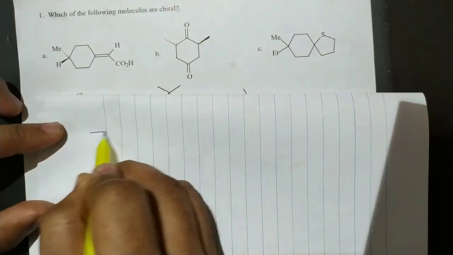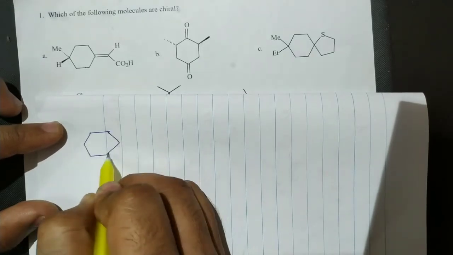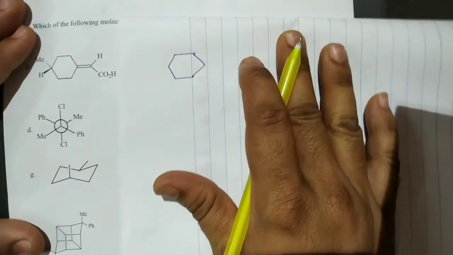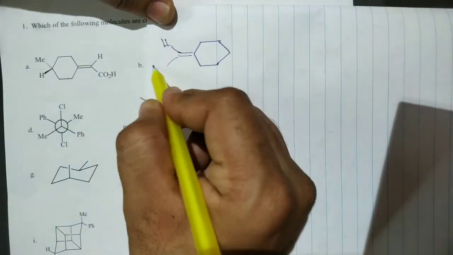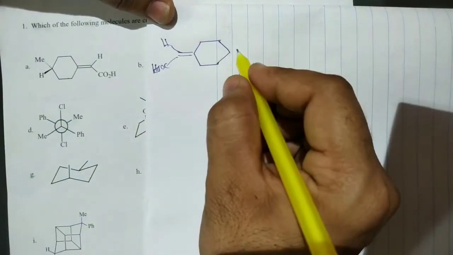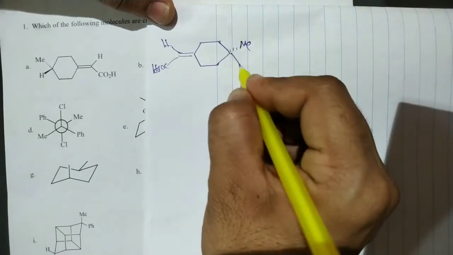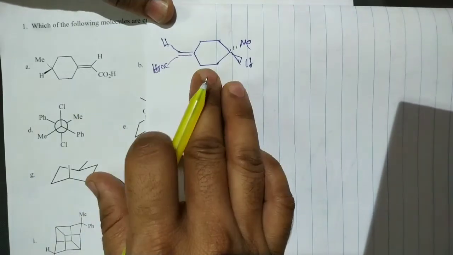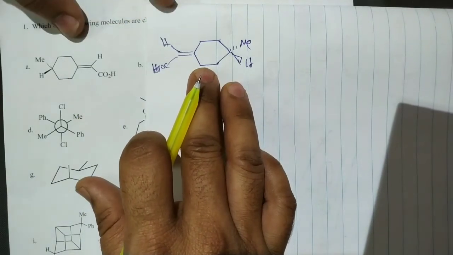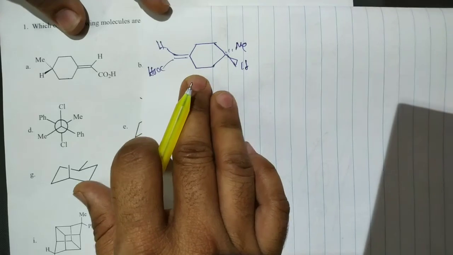Suppose in this case its mirror image is this one. Here in this one there is a double bond, here hydrogen, here COOH, here this methyl and hydrogen. These two are not superimposable. These are the mirror images. So this compound exhibits optical isomerism.